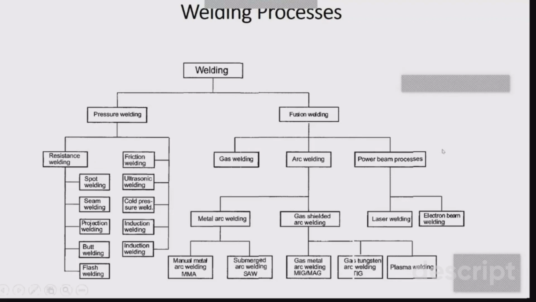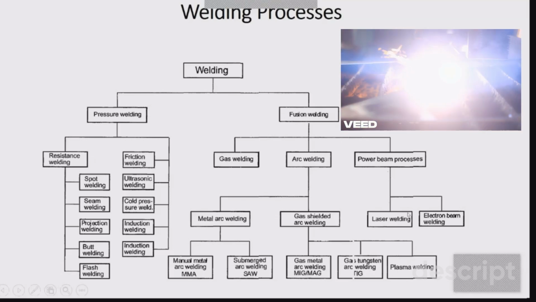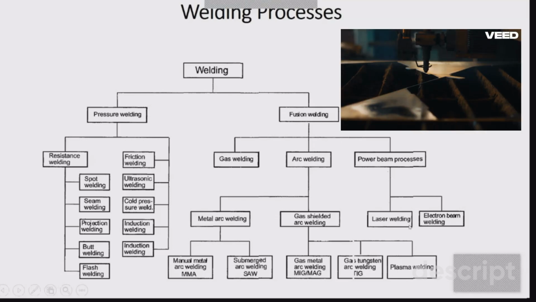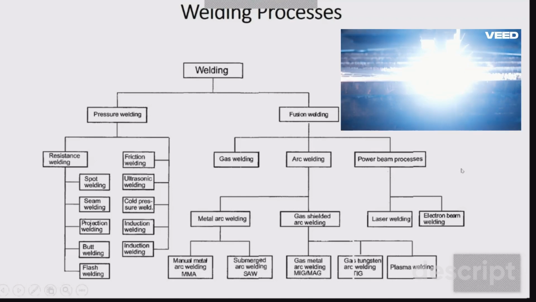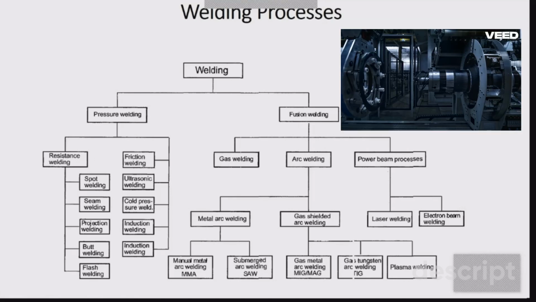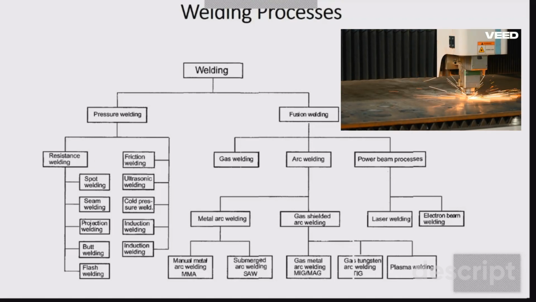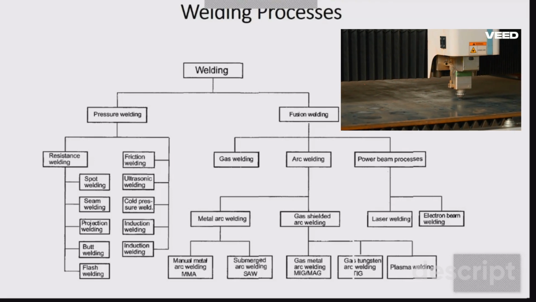And in case of the power beam processes, you know that we have a beam of light or electrons. It is divided into two sub-processes: laser welding and electron beam welding. In laser welding, you know the full form of laser: light amplification by stimulated emission of radiation. This is a monochromatic, coherent beam of light made up of photons, which impinges on the workpieces and causes localized heating and vaporization of the material.